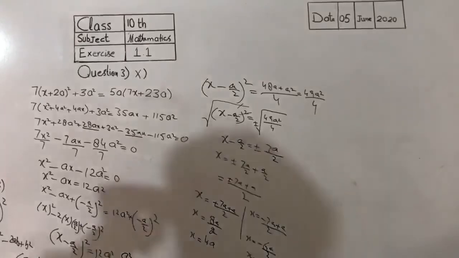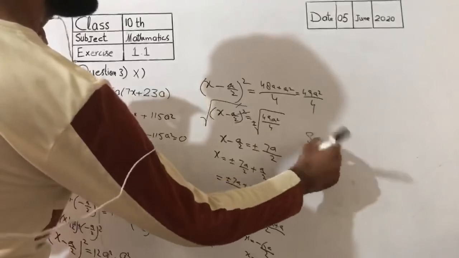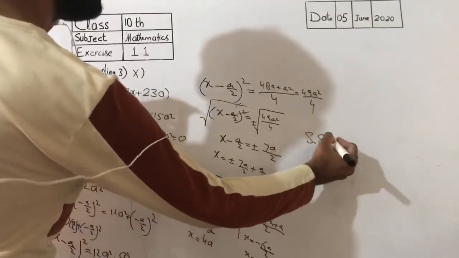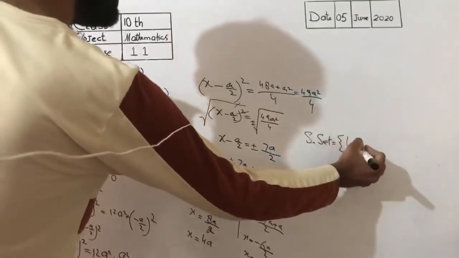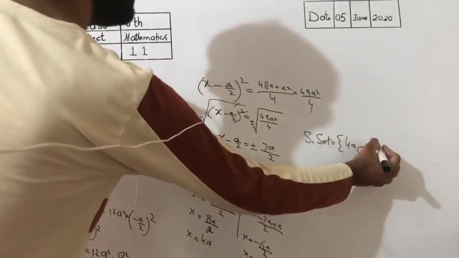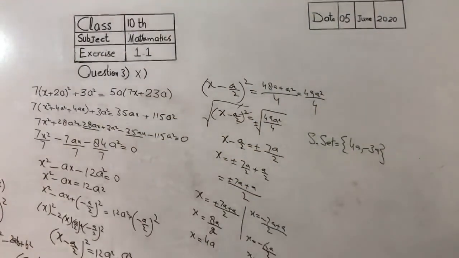Now we write its solution set. That will be equal to 4a and minus 3a, and this is the solution set. Now our exercise 1.1 is complete.